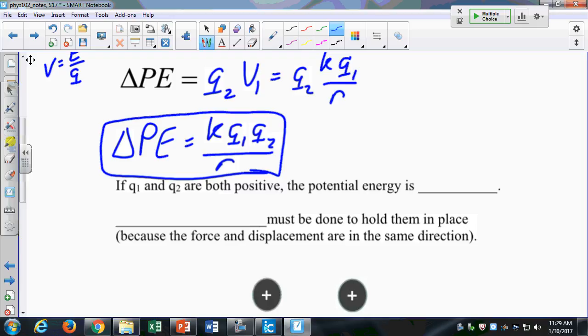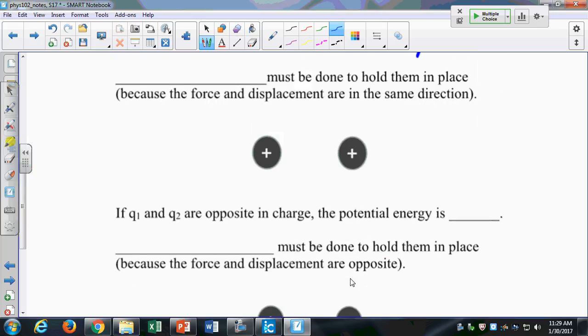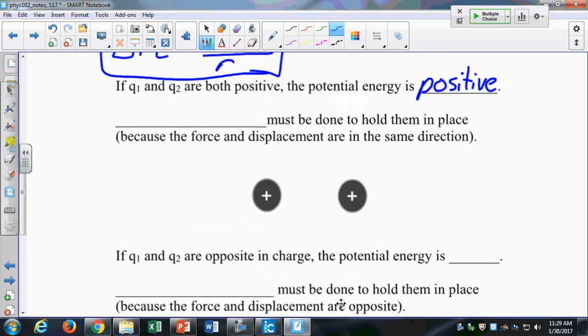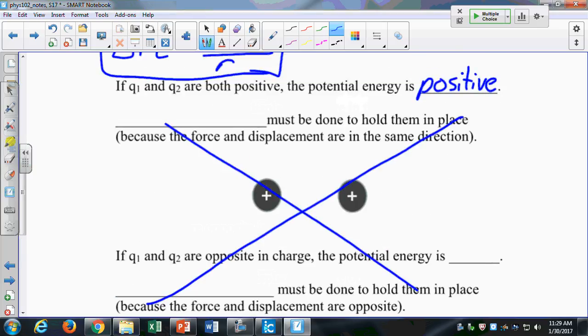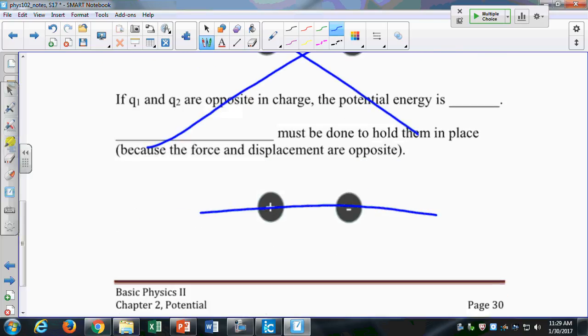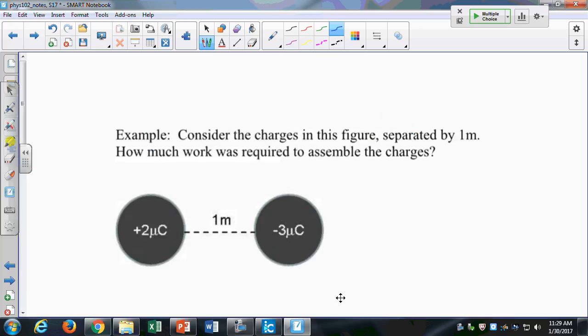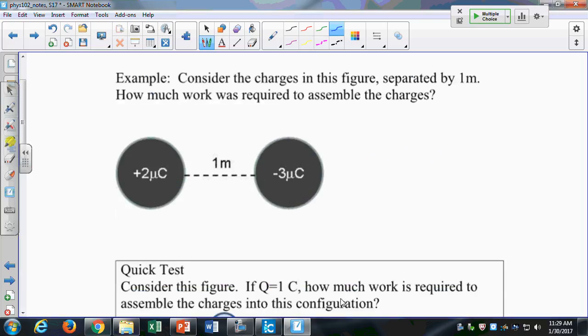All right, so if Q1 and Q2 are both positive, the potential energy is positive. Work must be done to hold, I thought I took this out. Let's just take this out, okay, guys? It's not really that important, and it often just confuses students more. So that bottom part of slide 30, we'll just take out. Let's just jump right to an example.